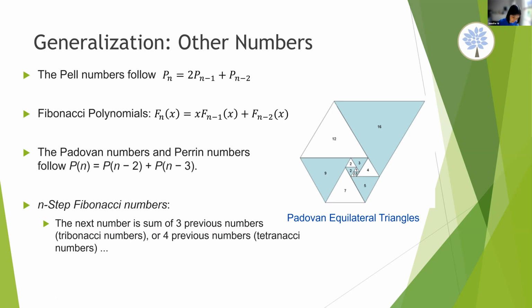There are also n-step Fibonacci numbers. It basically follows the Fibonacci rule, except you add a different number of terms right before it. So Fibonacci numbers are two-step, but it could also be the sum of the 3 previous numbers, which are tribonacci numbers, or 4 previous numbers, tetranacci numbers, and so on, 5, 6, going on.